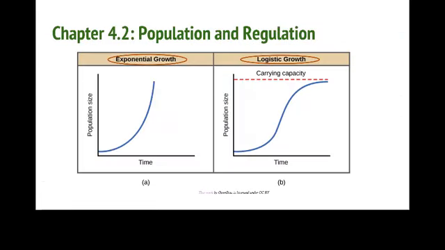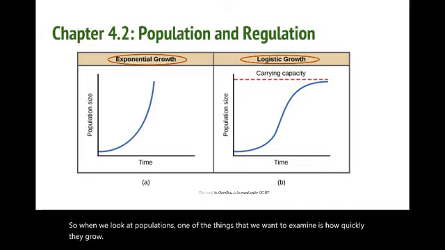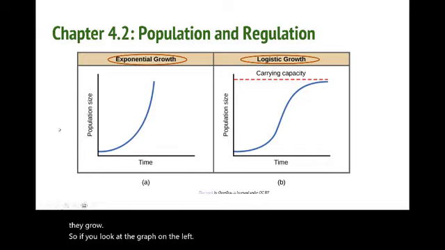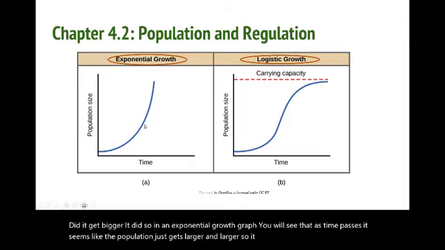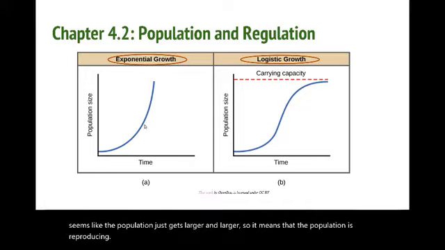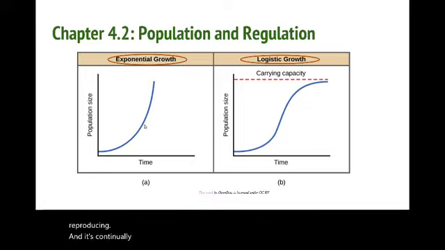So when we look at populations, one of the things that we want to examine is how quickly they grow. If you look at the graph on the left, on the y-axis you'll see population size. On the x-axis you'll see time. Over time, what happened to the population? Did it get bigger? It did. In an exponential growth graph, as time passes, the population just gets larger and larger. It means that the population is reproducing and continually growing without ever slowing down.